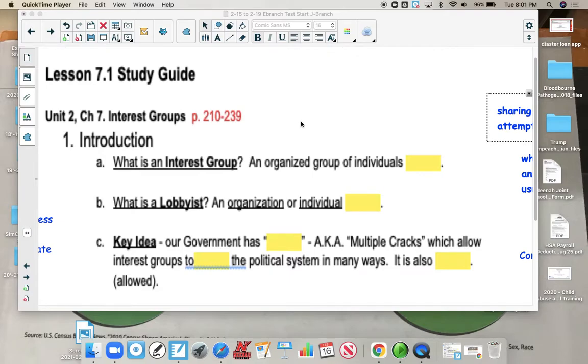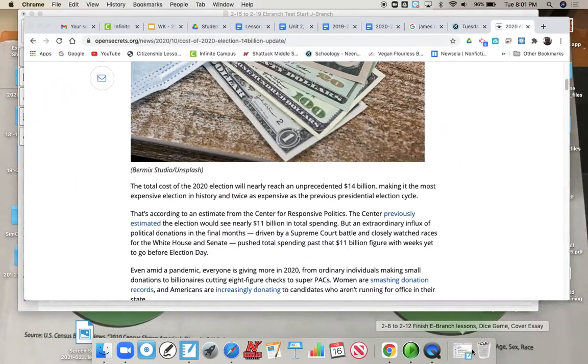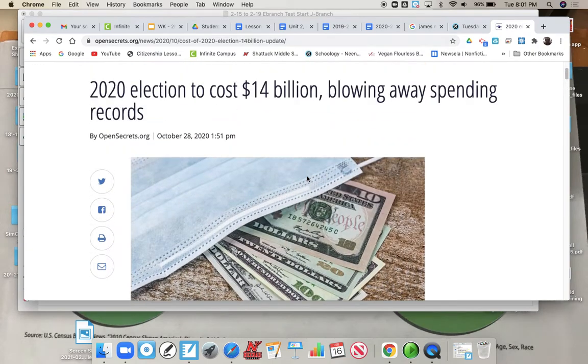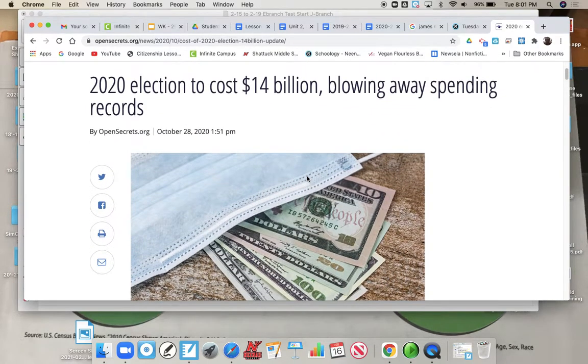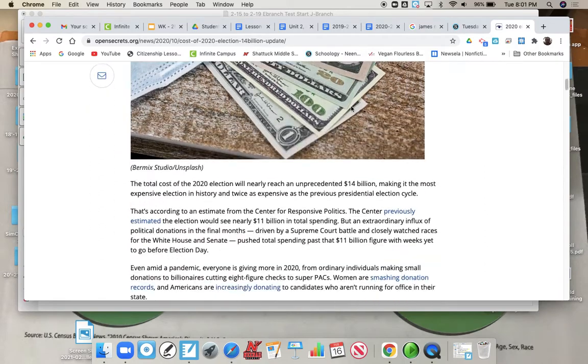Hello, boys and girls. At this point, we're ready to move on to Chapter 7, which is about interest groups. And to introduce you to interest groups, I thought I'd do a little research, and here's what I found about interest groups in the 2020 election. It is said, according to OpenSecrets.com, that the 2020 election cost about $14 billion between the two candidates, Trump and Biden, blowing away spending records.